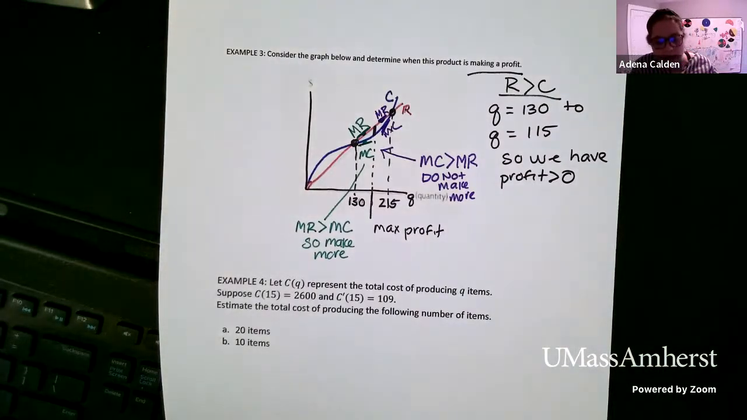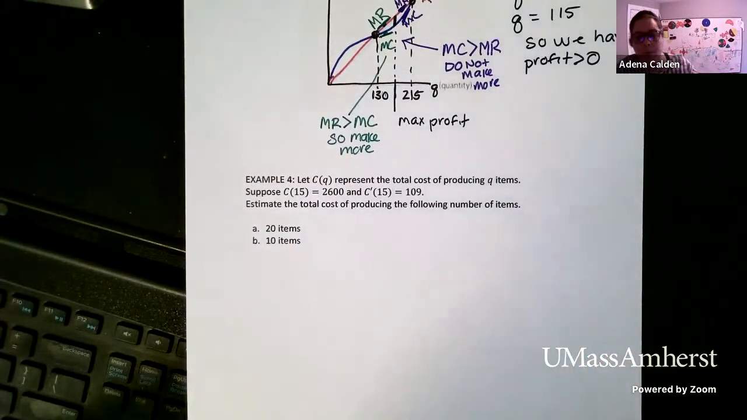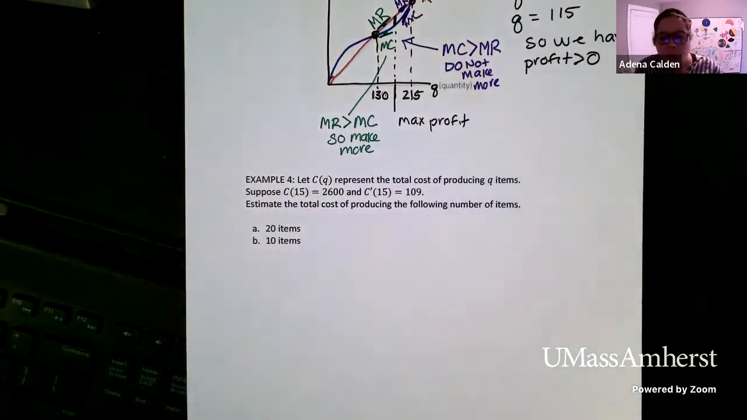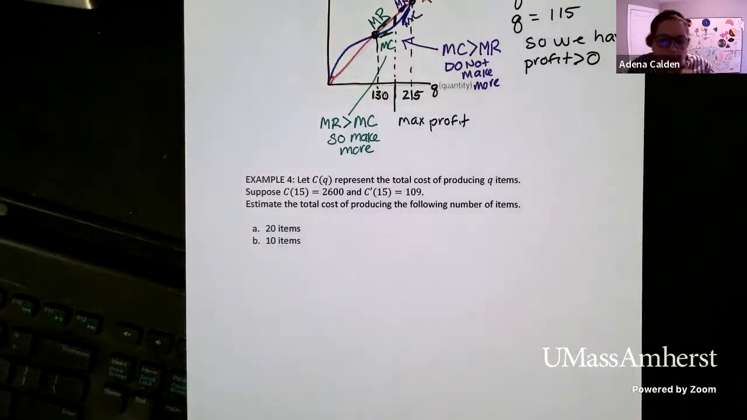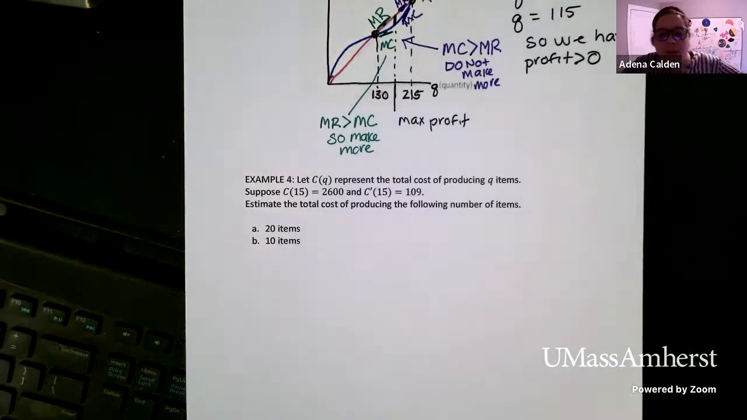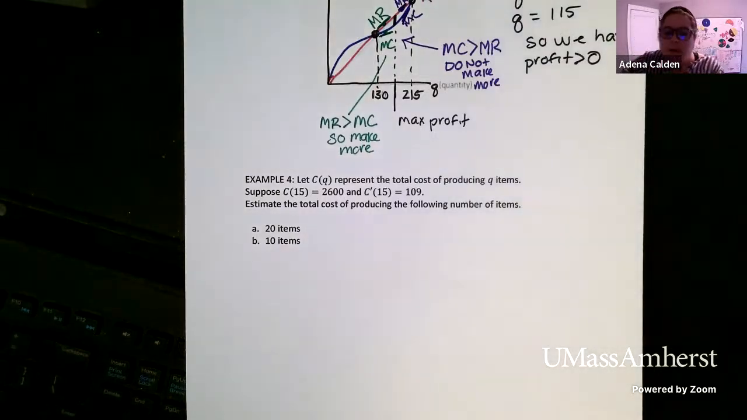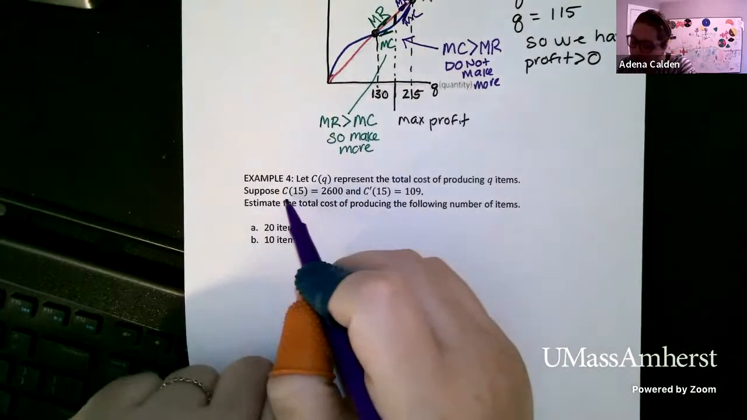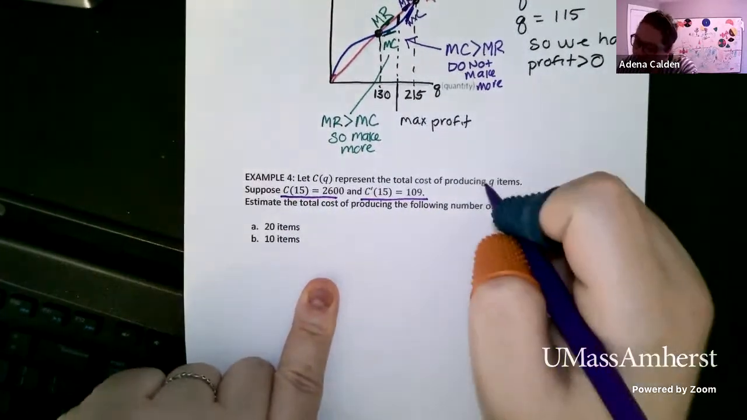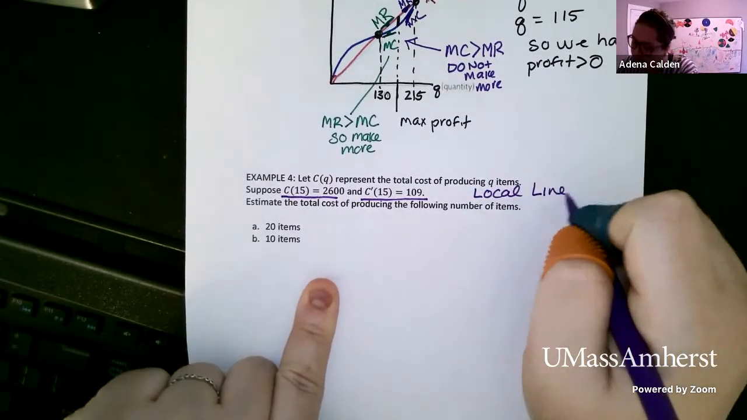Okay? And so for the last example here, we won't have time to do the whole thing, but we can do part A and then you can do part B at home. So let's see if Q represents the total cost of producing Q items. Suppose C of 15 equals 2,600, C prime of 15 equals 109. Use that to estimate the total cost to produce the total number of items. So we have information about the function. We have information about the derivative. That means that we are doing local linear approximation or local linearity.